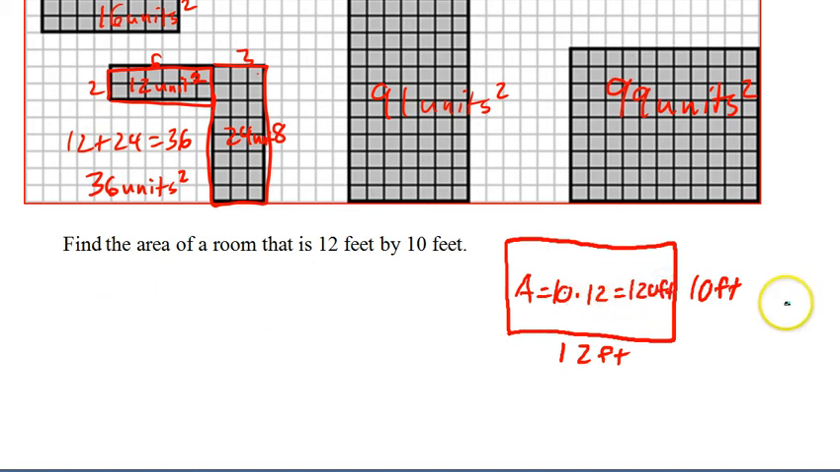So the answer is, feet squared. These are squares, so you want to make sure that the answer is square feet. Area is 120 square feet.